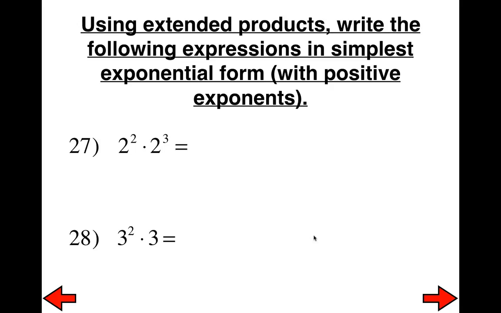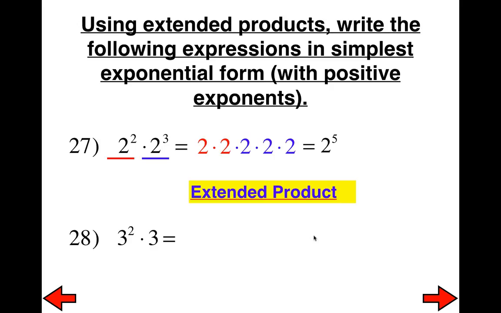Okay, let's see how well you did. Hopefully, you wrote them as an extended product. 2 cubed squared looks like this. 2 cubed looks like that. So altogether, there's a total of 5 of them. So I'm going to write it as 2 to the fifth power. Okay, number 28, that's 3 squared. And this is going to be, by default, 3 to the first. Okay, so I'm going to write 3 written 2 times and then 3 written once. So altogether, it's going to be 3 to the third power because there's 3 of them.